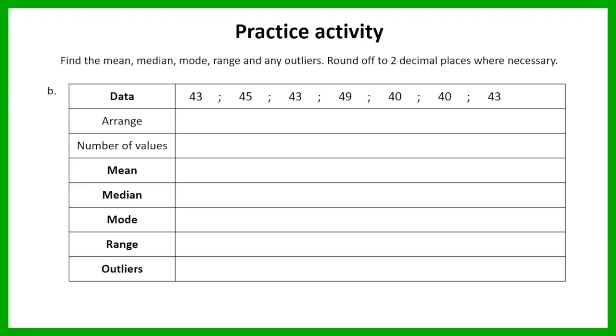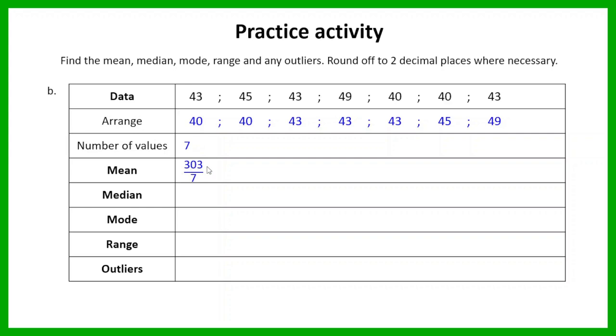Okay, so let's go through that example. So first of all, you had to take those values and arrange them in ascending order, and this is what you should have got. You should have got 40, 40, 43, 43, 43, 45, 49. Okay, the number of values, if you count them, 1, 2, 3, 4, 5, 6, 7, so that's 7 values altogether.